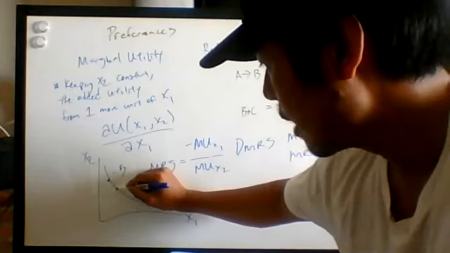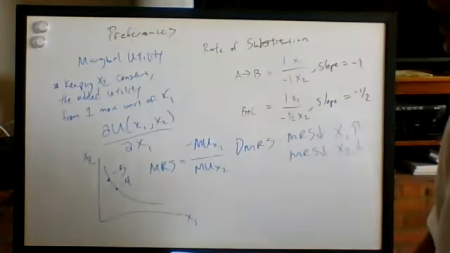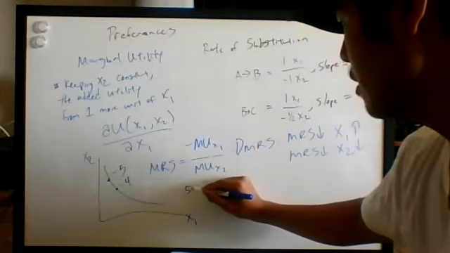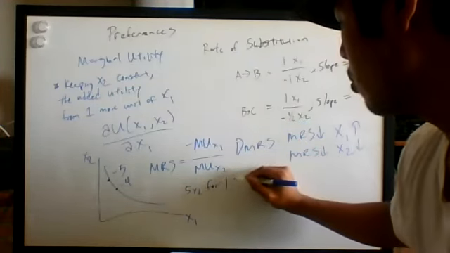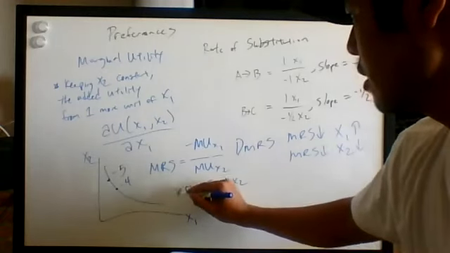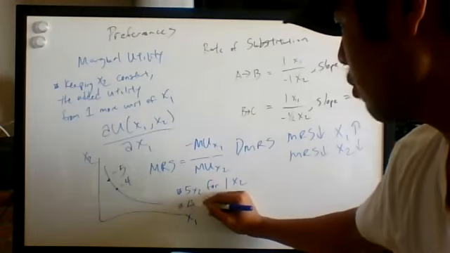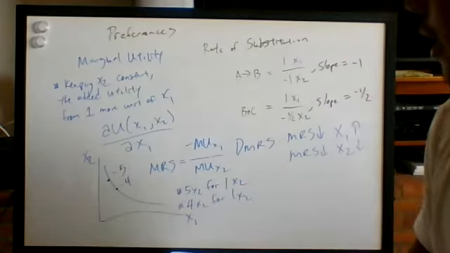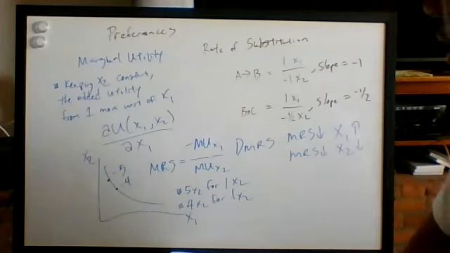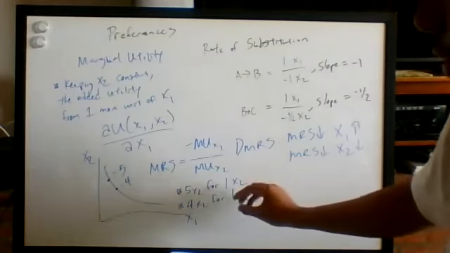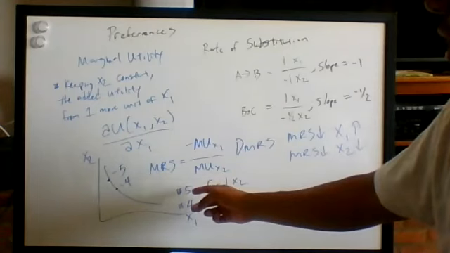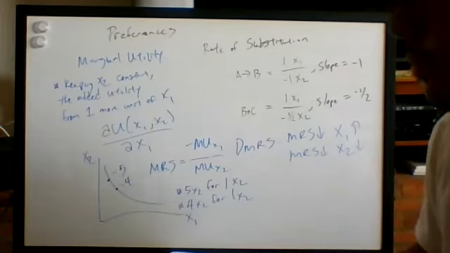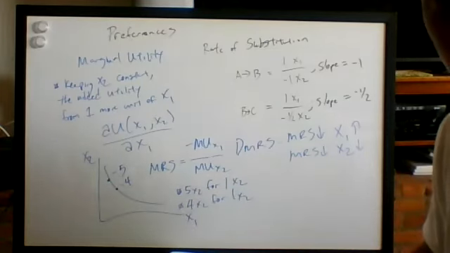Say that the MRS is -4 here, right? So previously we had 5 x2 for 1 x1. Now we have 4 x2 for 1 x1, right? And this is just the ratio, right? Like a 5 to 1. This could easily be 20 to 4, and this could easily be 20 to 5, right? Just working it out.